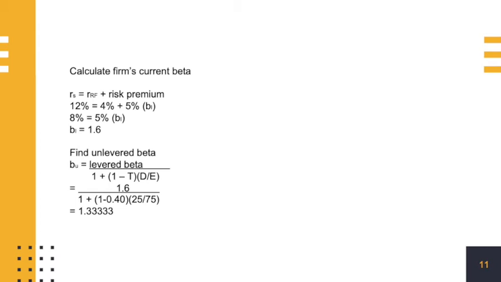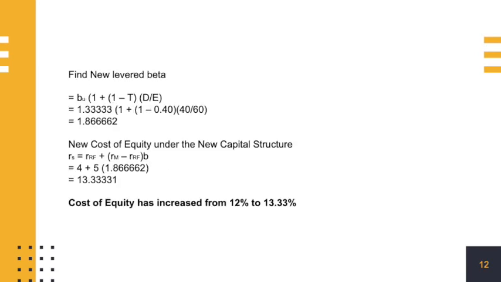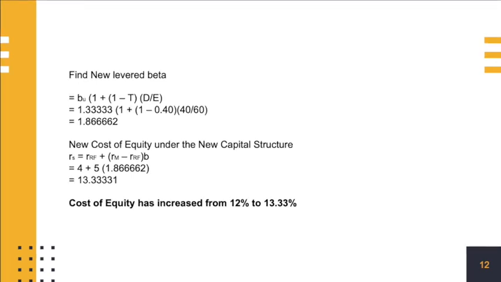Next, we need to find the unlevered beta. The unlevered beta is equal to 1.33333. Since we now know the unlevered beta, we can now find the new levered beta. The new levered beta is equal to 1.866662.